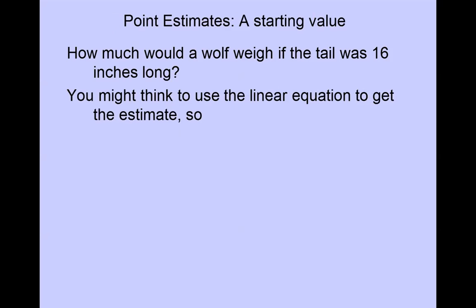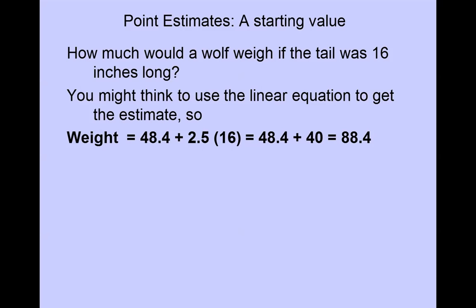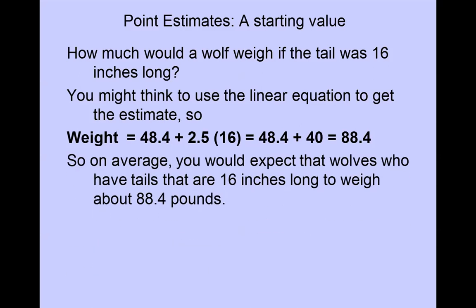In order to do this, what we would think to do is use the equation of the line to get the estimate. So plug that value of 16 in for your x variable. So weight is 48.4 plus 2.5 times 16, or 48.4 plus 40, or 88.4. So on average, we might say that a wolf that has a tail that is 16 inches long, we would estimate is going to weigh about 88.4 pounds.